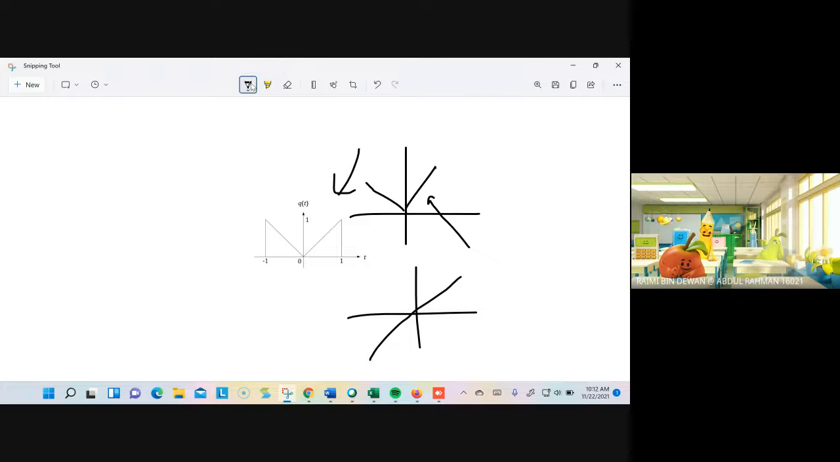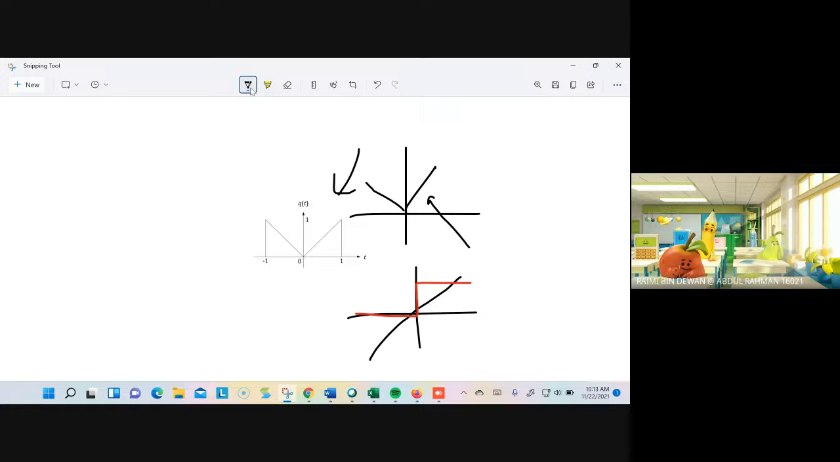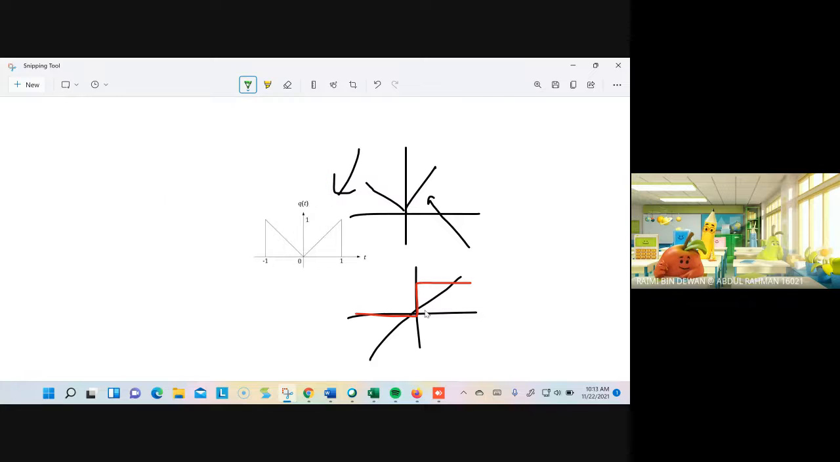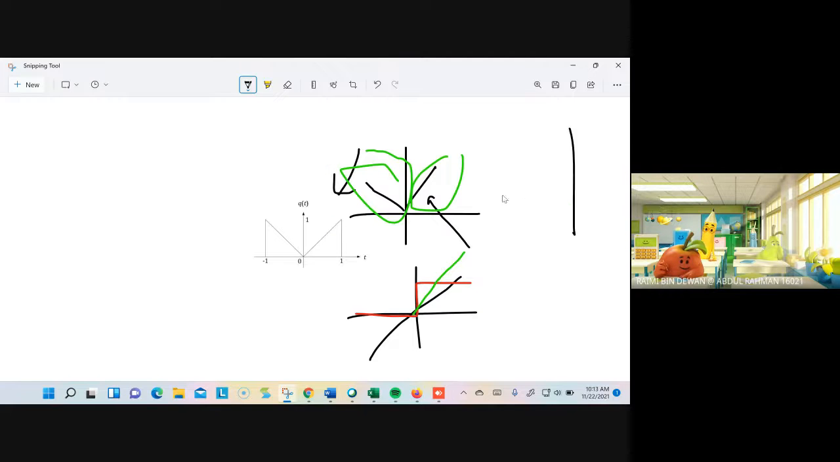You need to multiply with a unit step. Then you will have only the resulted signal, which is only this one. Now you have this one, then this one is another process, just the same. But now your unit step will be inverse, maybe. So your unit step will be inverse.